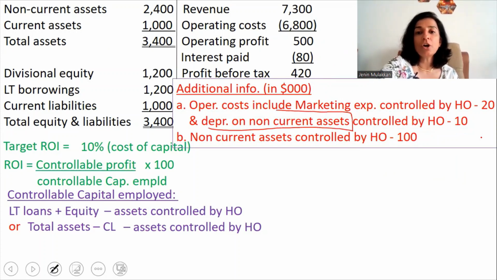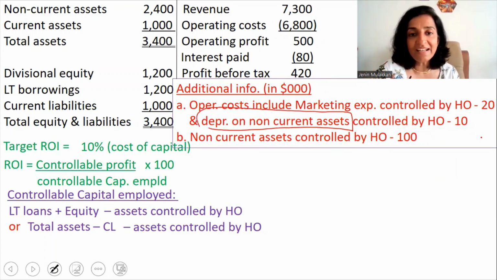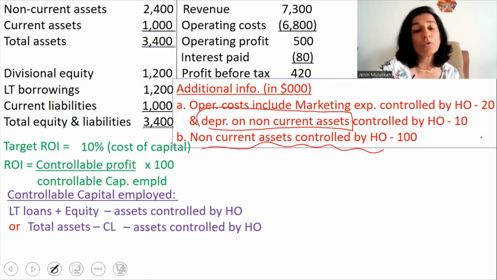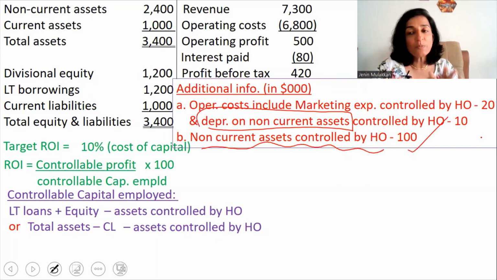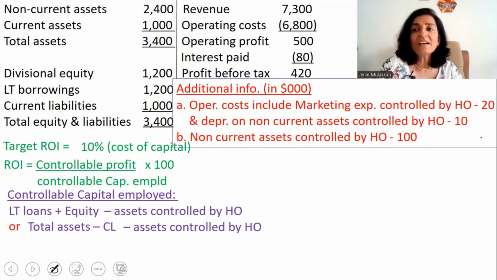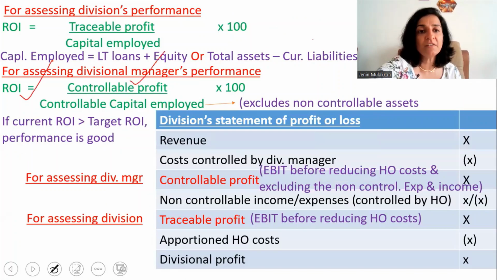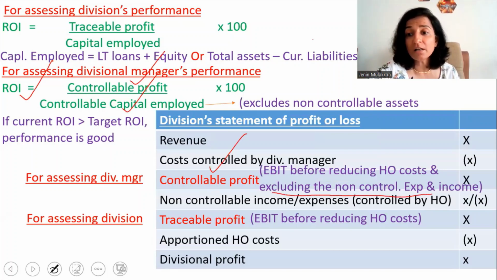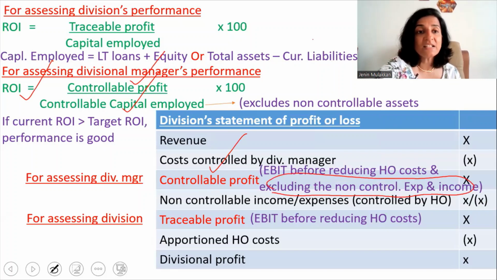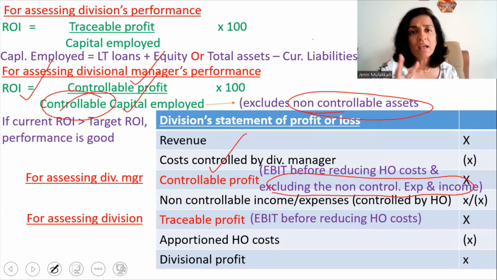Whenever there is a depreciation on non-current assets controlled by head office, the question will definitely specify the non-current assets controlled by head office, and that's equal to 100. In this particular question, when compared to the previous question, we have got just two additional pieces of information: non-controllable expenses have been given and non-controllable assets have also been given. The formula remains the same. ROI is controllable profit divided by controllable capital employed, and controllable profit excludes the non-controllable expenses and income. And as far as the controllable capital employed, yes, we have got some non-controllable assets as well. So it is just these adjustments that we have to make to arrive at the answer.